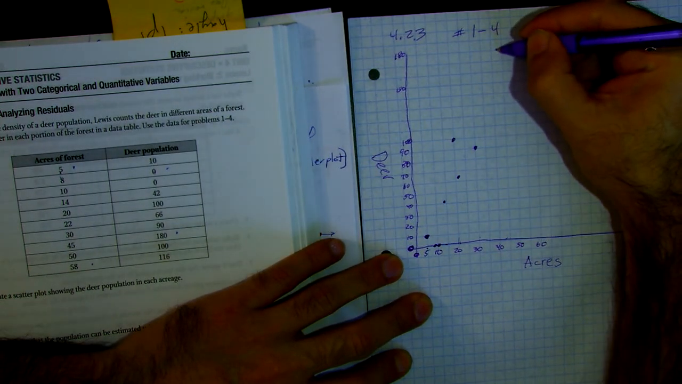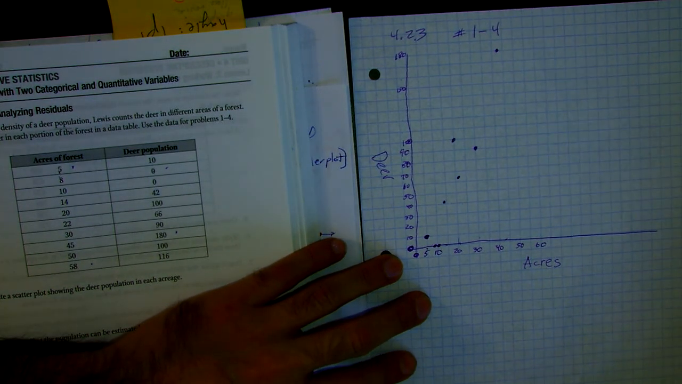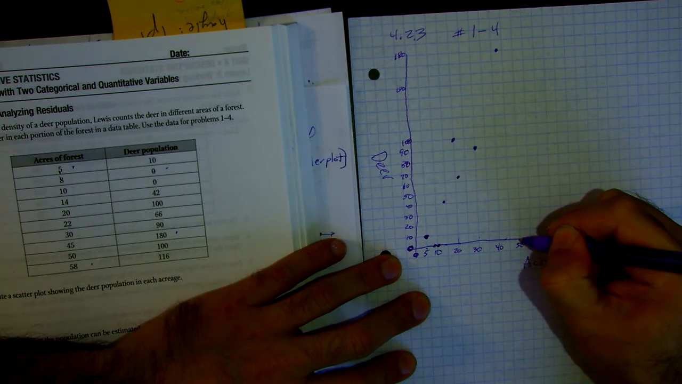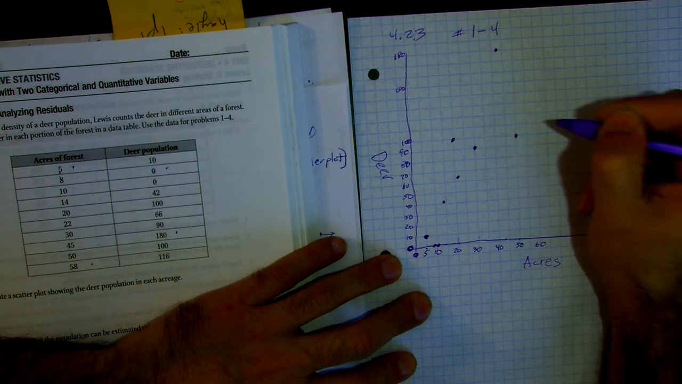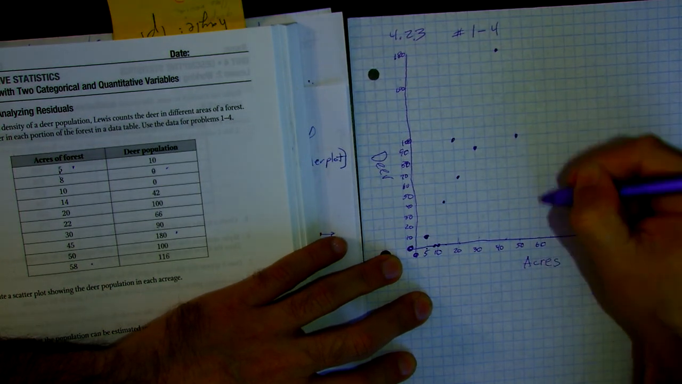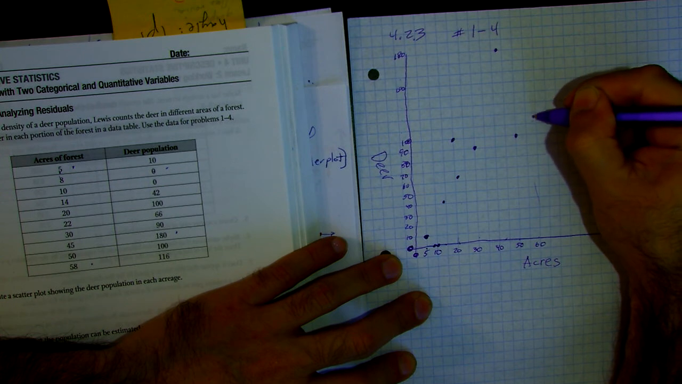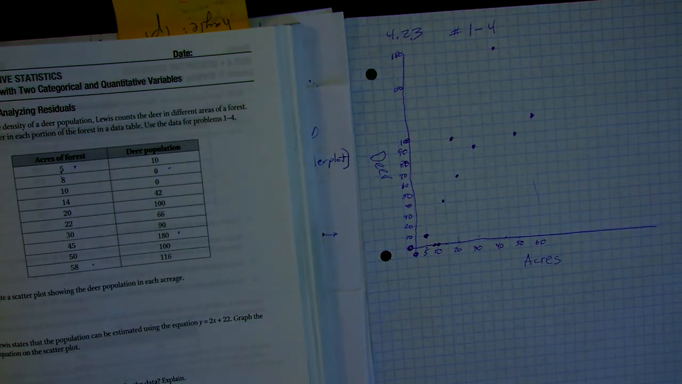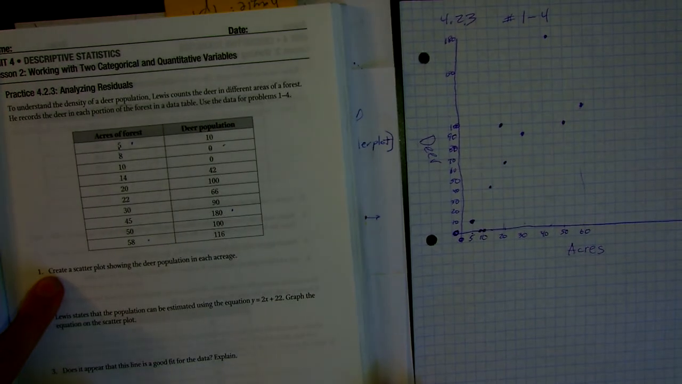There's 45 acres of land. There's 180 deer in that little space. That's crazy. All right. So 50 and 100, and 58 and 116. Here's 110. Here's 120. So 58, 116 is about here. Okay. So we've done number one. Number one, create a scatter plot showing the deer population in each acreage.